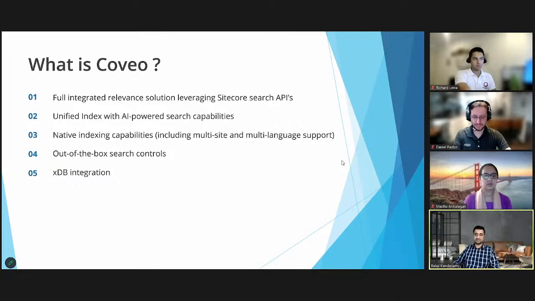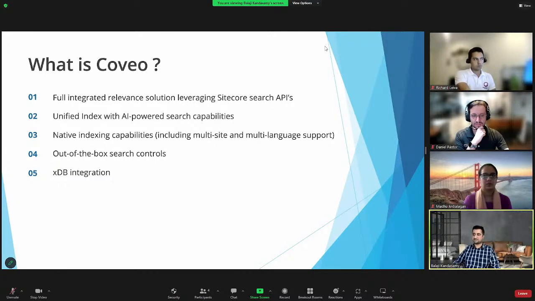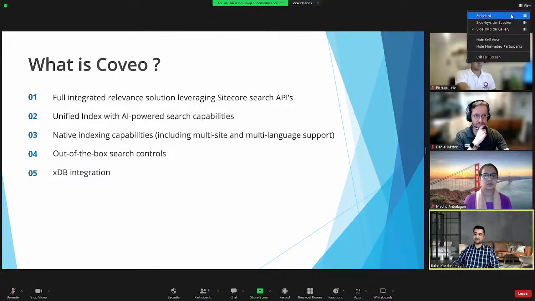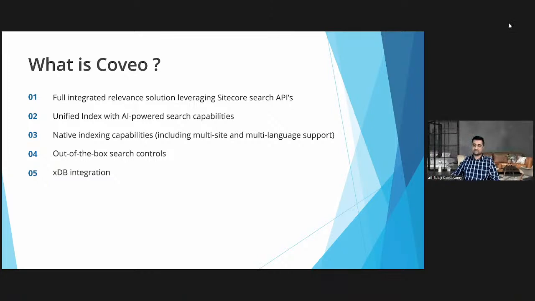Coveo does have inbuilt capabilities of using the Sitecore search API, and it can crawl all the Sitecore items directly and natively by installing a package. It is a unified index with AI-powered search capabilities. When I say unified index, it is an index that can crawl Sitecore items, a regular WordPress site, a regular website, or even a REST endpoint that can be crawled directly, and that data can be used for your search data on a Sitecore website.